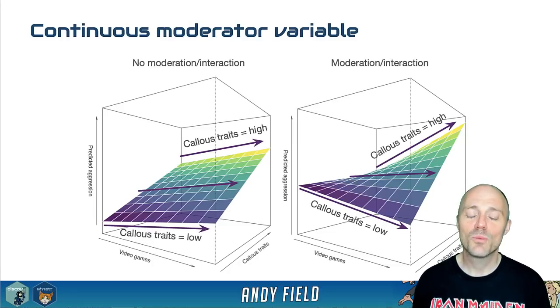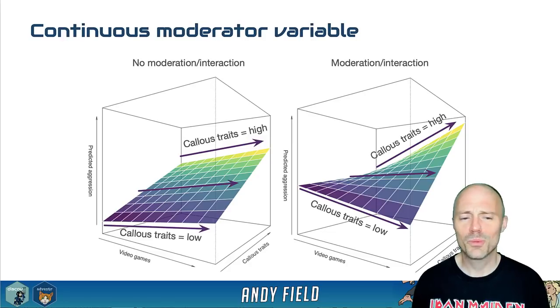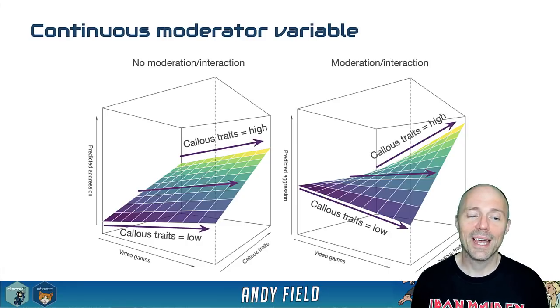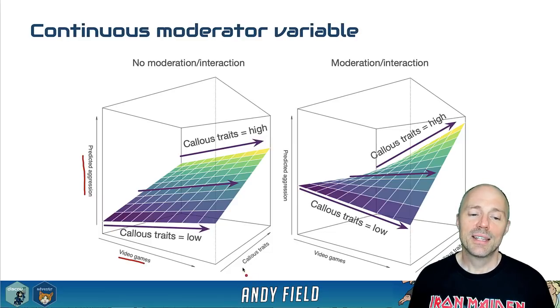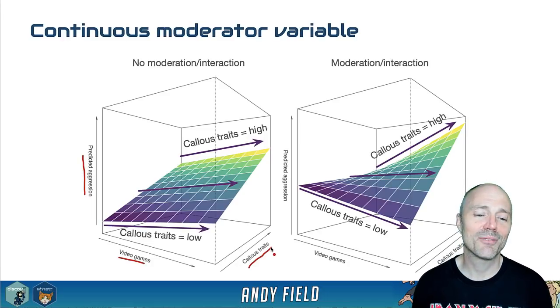So as we move through the continuum of callous unemotional traits, how does the relationship between video gaming and aggression change? And these three-dimensional plots, which are probably a little bit hard to unpick, kind of illustrate what we're looking at here. So we've got video gaming along the x-axis, we've got predicted aggression along the y, and callous unemotional traits is represented by this z dimension, or z-axis, if you like.